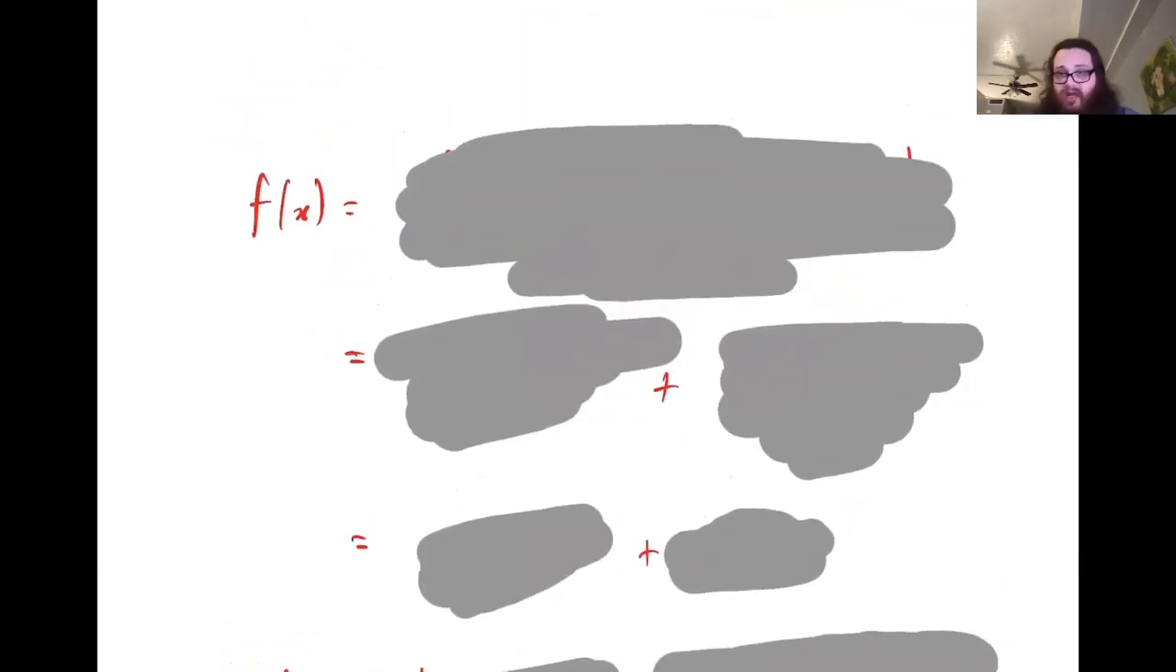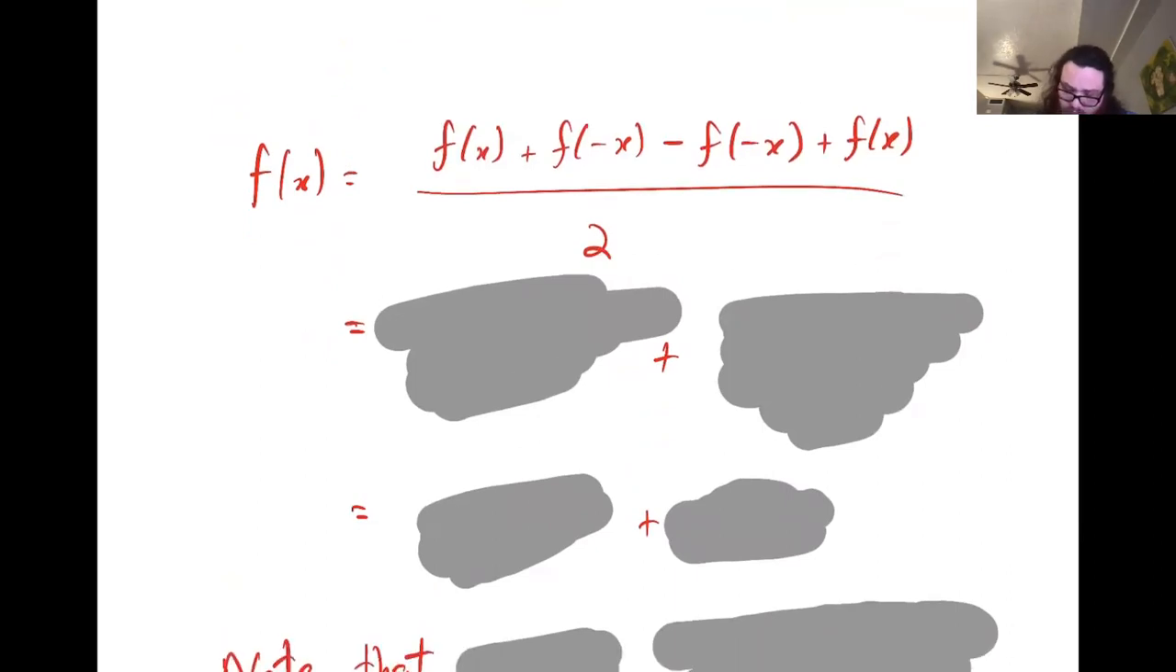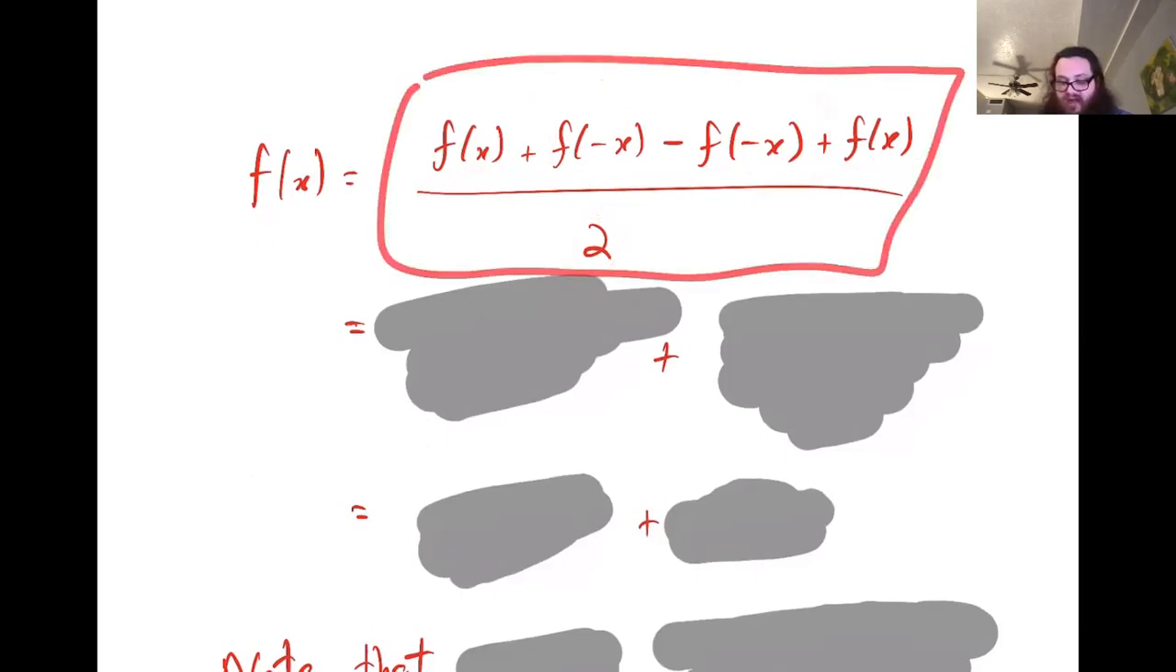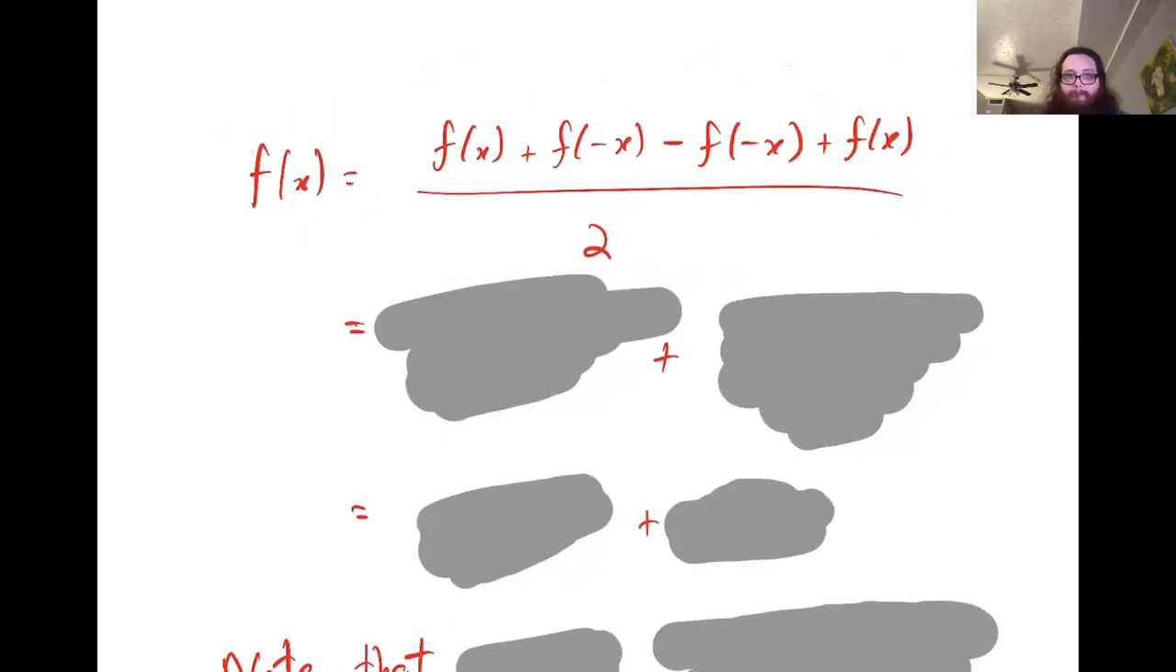No matter what function you take, f of x, we're going to write it in this way. In here, you can think of this as adding 0: f of minus x minus f of minus x. This is the same as that, so they cancel. Otherwise, we have an f of x plus f of x. That's 2 f of x. So we divide by 2, and we end up with f. But the point is, what is written here is exactly the same as what is written here.